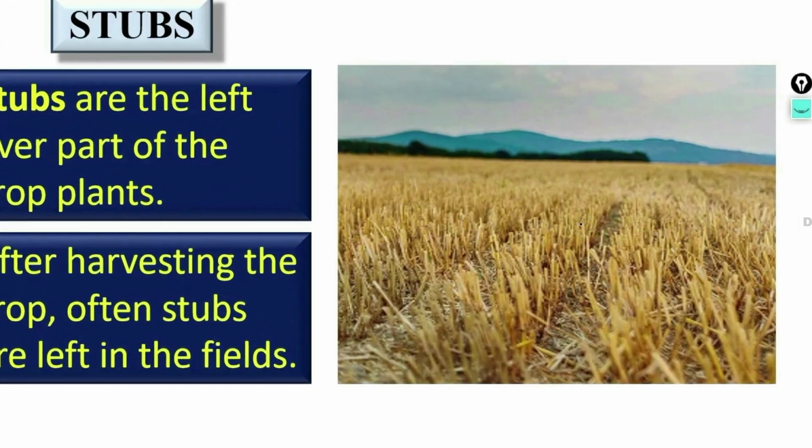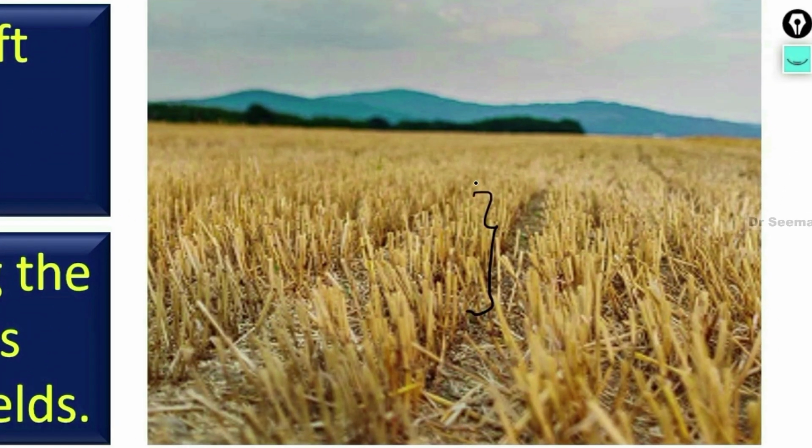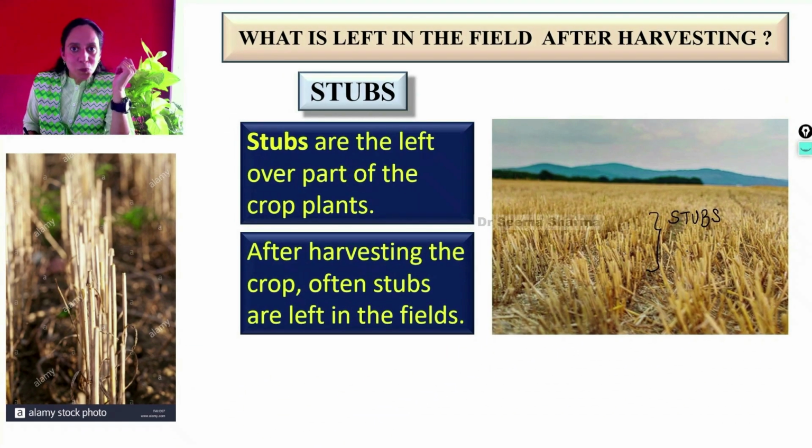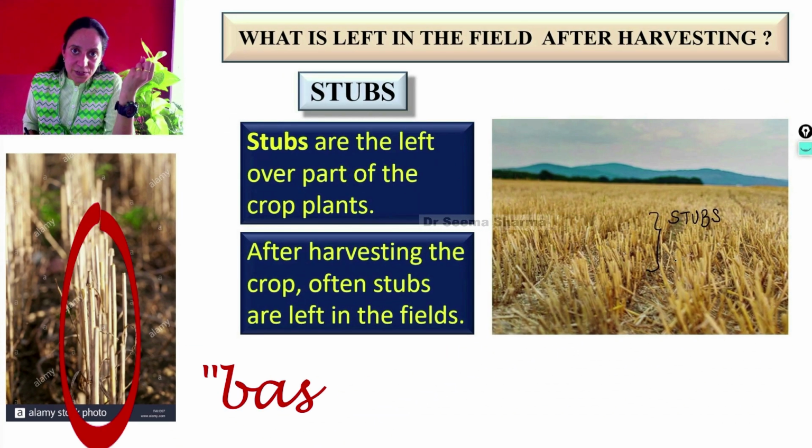Students, pay attention to this picture. The crop that was planted has been cut. Now a little basal part of the stalk has remained. So this is a stub and these are stubs. So the basal part of the crop which is still there in the field after harvesting is called stubs.